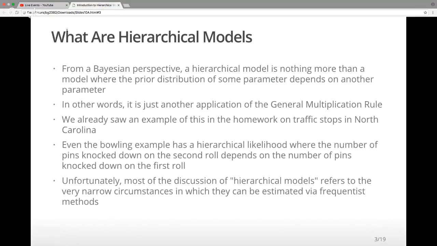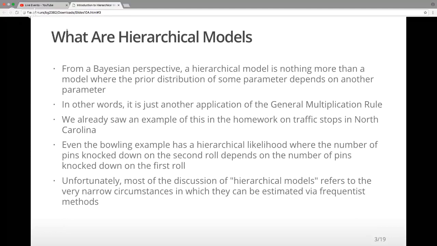So what are hierarchical models? From a Bayesian perspective, at least, a hierarchical model is nothing more than a model where the prior distribution of some parameter depends on another parameter, and you want to estimate both of those. So from that perspective, it's just another application of the general multiplication rule, where your prior on some parameter is written conditional on another parameter, and that other parameter has a marginal or a conditional prior, and you multiply all those together, you get a joint prior distribution for all of the unknowns.